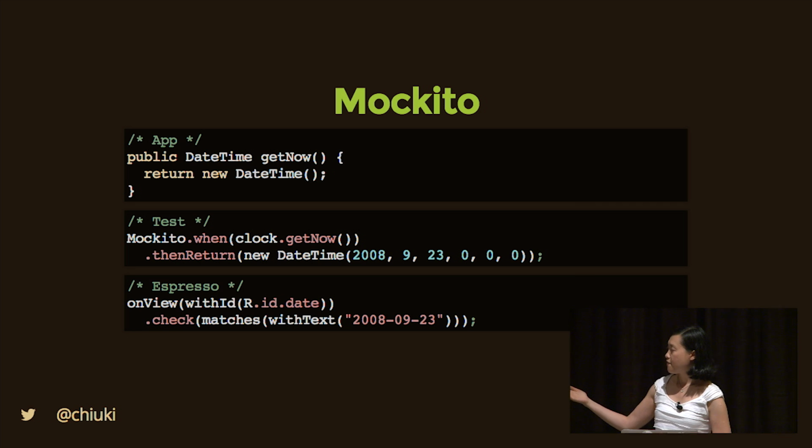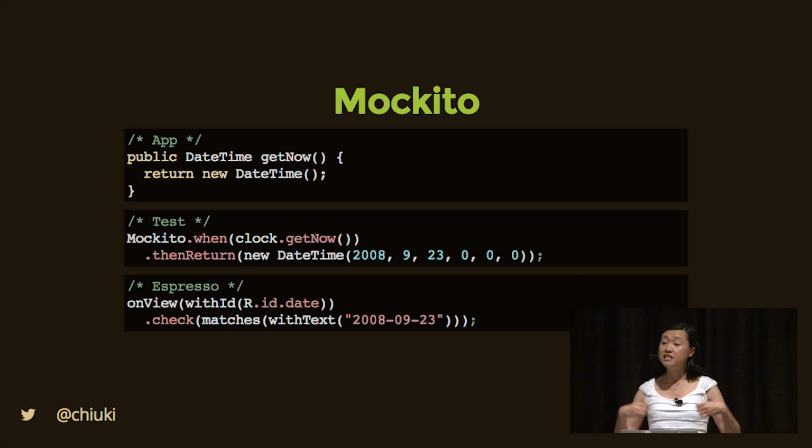And then we're going to verify that it will display the text 2008-09-23. If you don't use Mockito and you don't have control over the clock, well, then every day that you run this test, it's going to display a different string. So you can't really test that. So that's the power of using Mockito and Dagger.